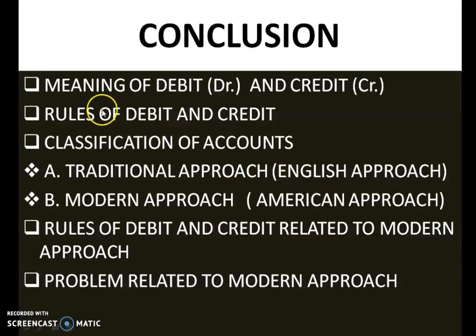Okay. Now let us have a review of today's class. Today we saw the meaning of debit and credit. We saw the short forms of writing debit and credit, DR and CR. We saw the rules of debit and credit. We also saw the classification of accounts. We saw that accounts are classified under the traditional approach and the modern approach. Traditional approach is also known as the English approach, and modern approach is also known as the American approach. Today we have discussed the rules of debit and credit related to the modern approach, and we have done some problems also related to the modern approach.